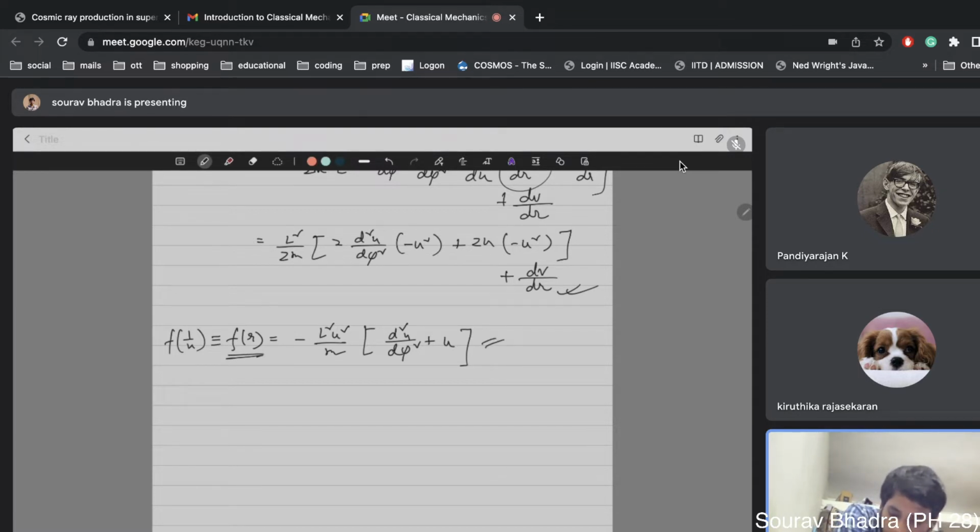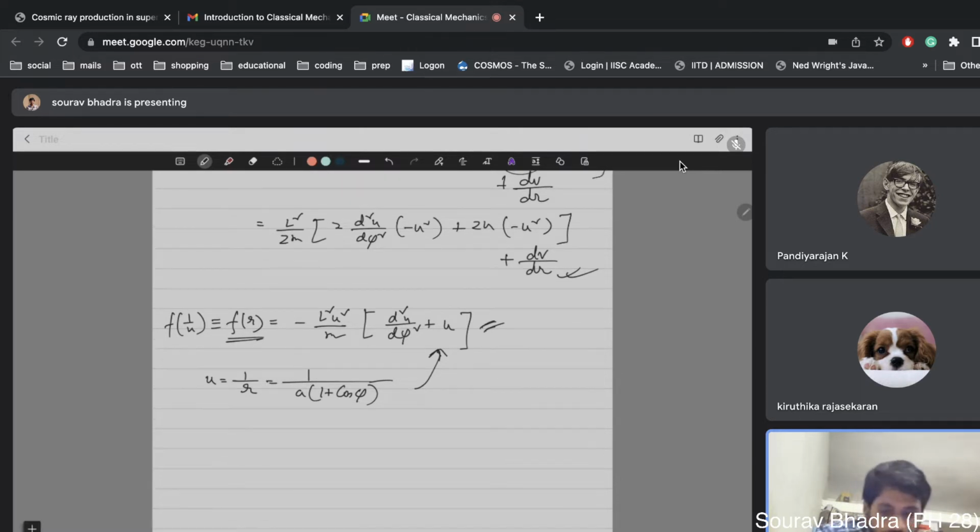Now suppose you are given a particular form of orbit, that means u is given like this. Suppose you have been given that your particle is moving in this orbit in the central force field, and you are asked to calculate the force which is acting on the particle. So we can do it by using this particular equation. That's why I asked you to remember this particular equation, which is very important for central force field. Okay, now we will do that.